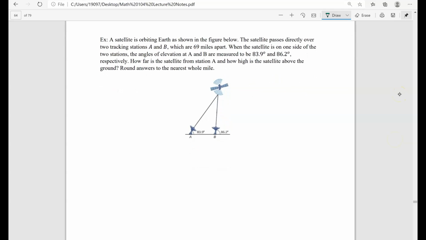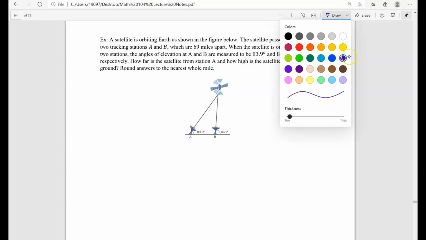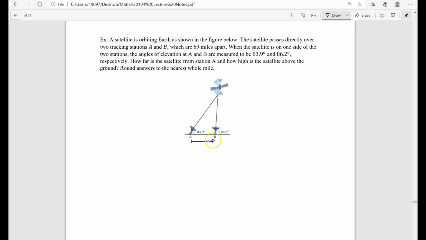Here what we have is a satellite is orbiting Earth as shown in the figure below. So the satellite passes directly over two tracking stations A and B, which are 69 miles apart. So basically what that's saying is that from here to here, these guys are 69 miles apart. So when the satellite is on one side of the stations, the angles of elevation of A and B are measured to be 83.9 degrees and 86.2 degrees. Okay, so we end up getting those angles of elevation. And they're drawn here.